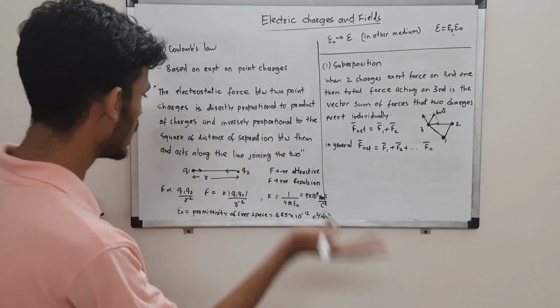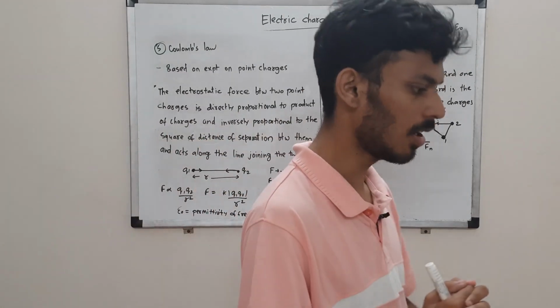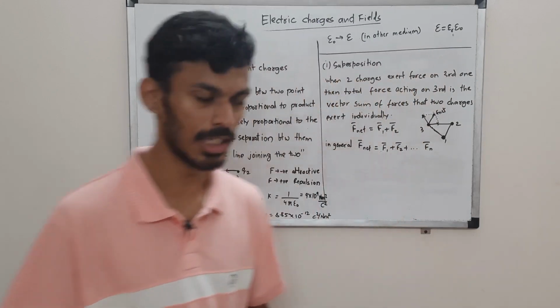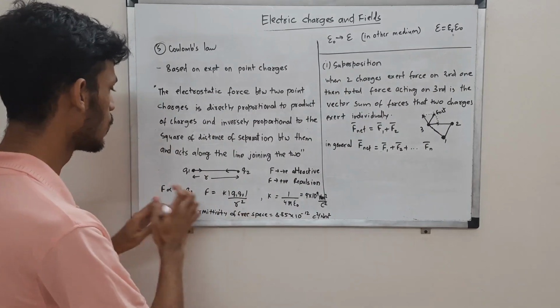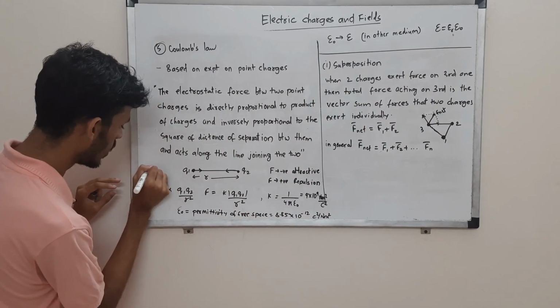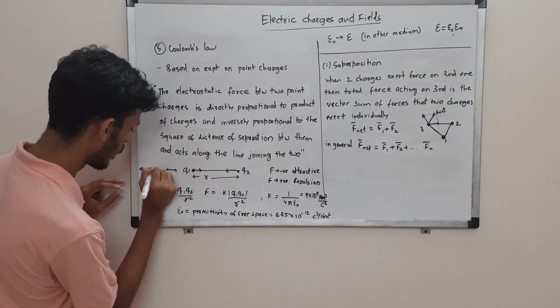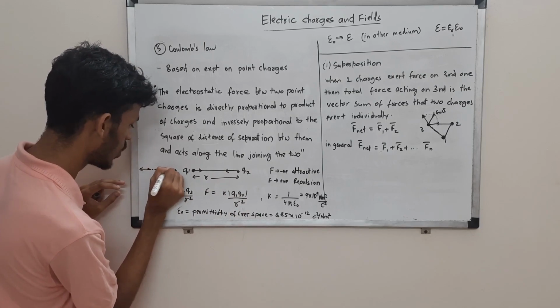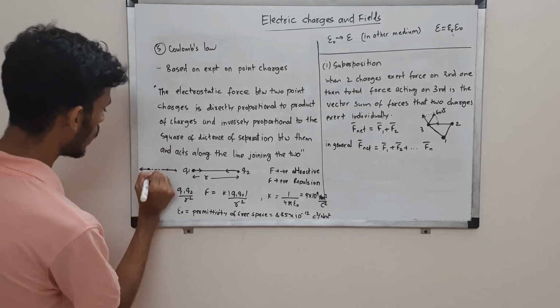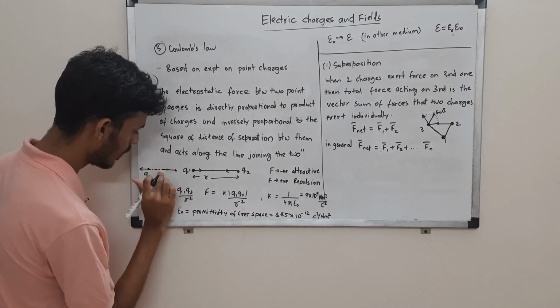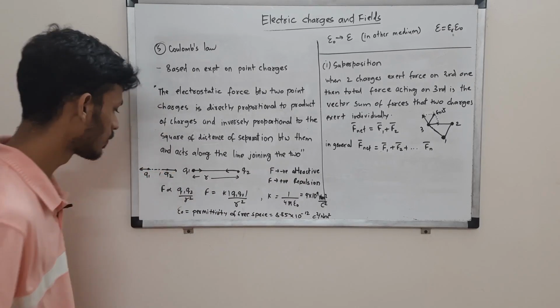So even in case we had both positive charges, I mean like charges, then they will repel each other, right? So in that case too, the forces will be along the line joining the two charges. You can see this is the line joining the two charges. The force is along the line joining the two charges Q1, Q2. That is a very important point to remember.